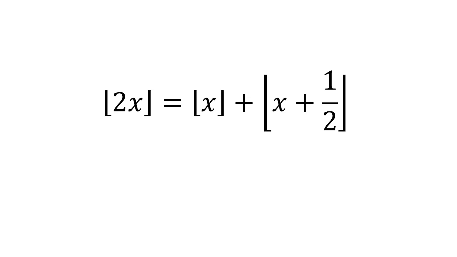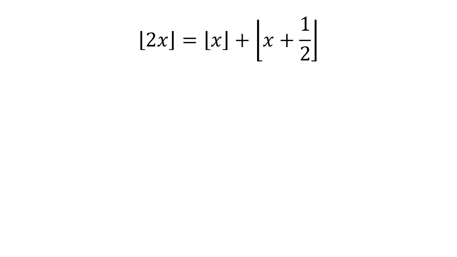In this video, we'll be proving that the floor of 2x is equal to the floor of x plus the floor of x plus 1/2. In order to prove this, we have to consider two cases. The first case, we're going to say x is equal to n plus epsilon, where epsilon is between 0 and 1/2, and n is an integer, and x is a real number.